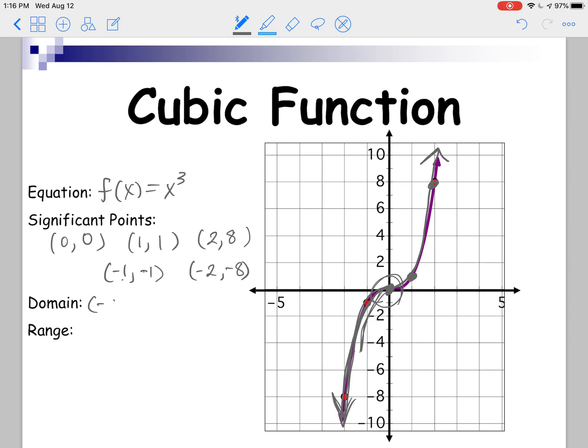And so our domain, again, just like all the others, is all real numbers. And our range is also all real numbers because now we have the negative outputs again.